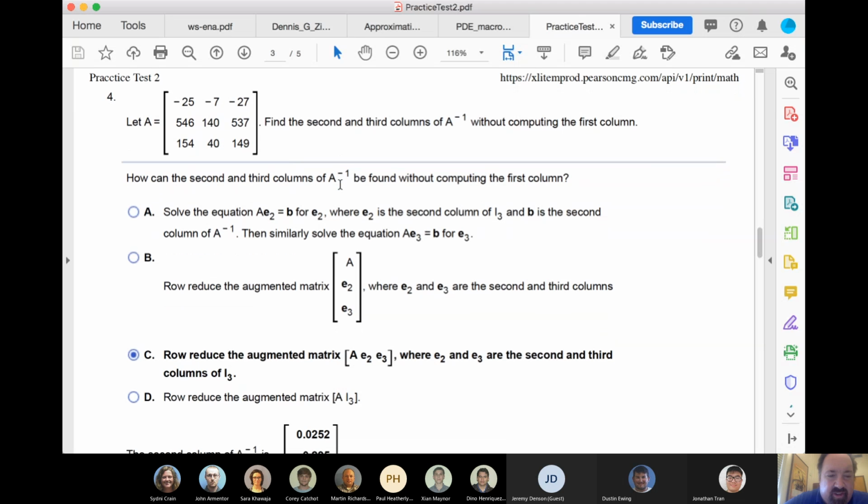If you look at these other choices, just like this first part being multiple choice, here we actually have it backwards. Here is solve the equation AE2 equals B for E2. Well, E2 is the second column of the identity, so E2 belongs over here in the right-hand side. What belongs here to A is the solution to that, and that would be the second column of the inverse. So they're trying to throw you off in their distractors, that you could get second and third columns by solving a system involving A, but not these systems because they have the E2 and the B backwards.